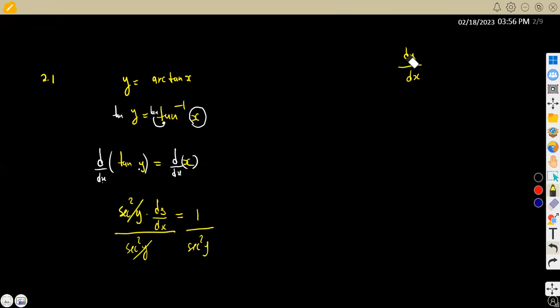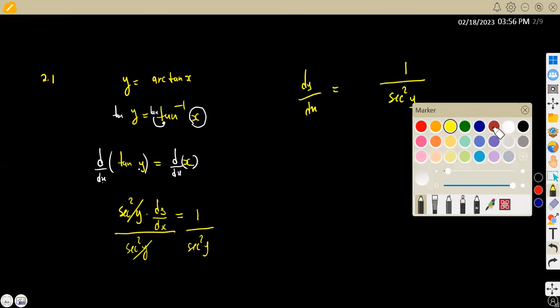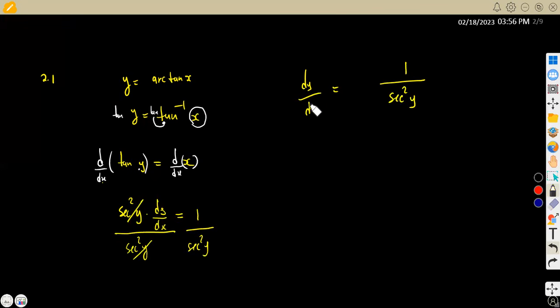So we can have our dy/dx as 1 over sec squared y, like that. But this is not exactly what we need because it's a derivative of y with respect to x. We are supposed to obtain an answer in terms of x on this part. So what are we going to do for us to have this answer in terms of x?